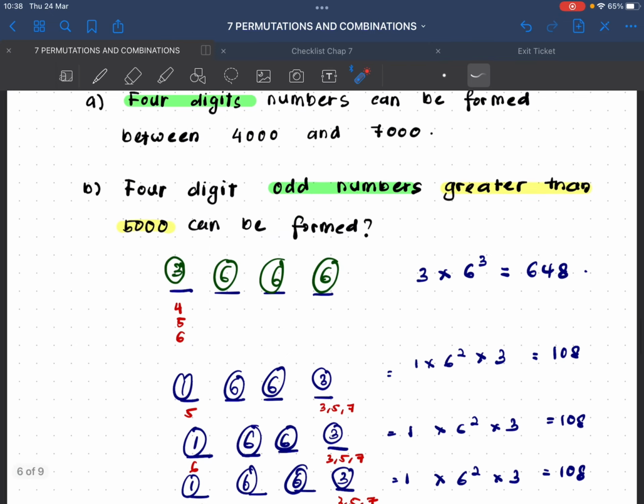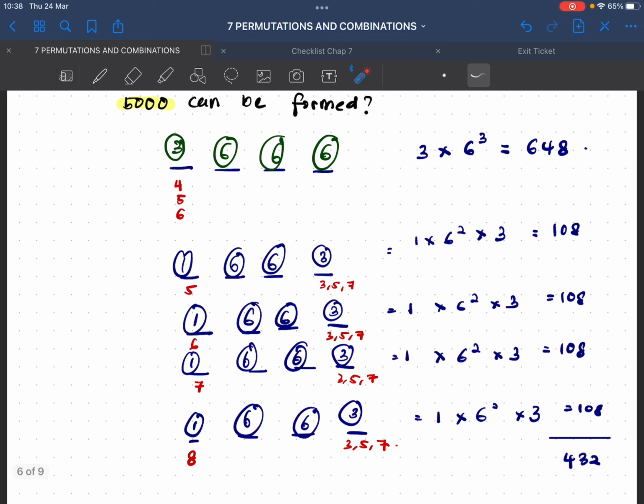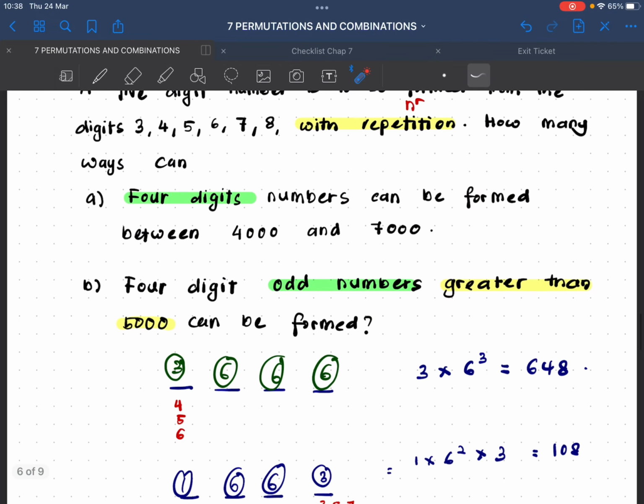Kalau dalam cerita ini dia ialah odd numbers and also greater than 5,000. So saya separatekan all the greater than 5,000. We have 5, 6, 7, 8. And then this one, odd numbers, ada 3. Okay, we can repeat because they kata with repetition dekat situ, kan? Okay, so that's it. How we do permutation.